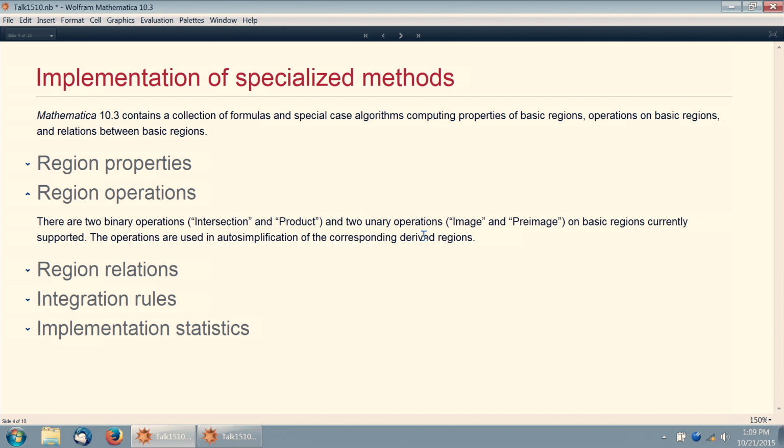Currently, we have special methods for computing linear or linear fractional transformations of regions. For higher dimensions, unfortunately, we have to go to the general method.